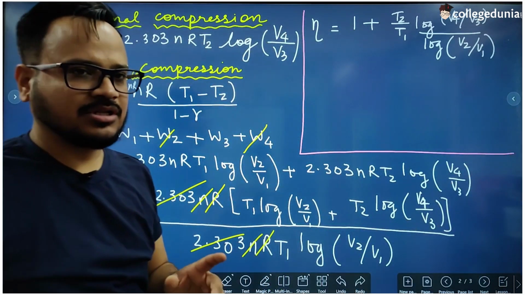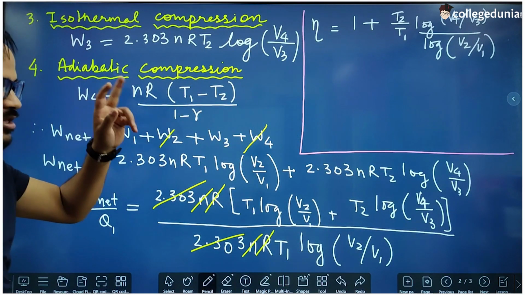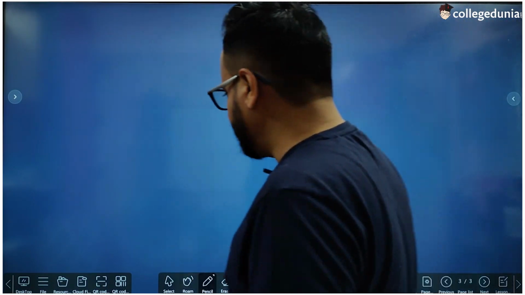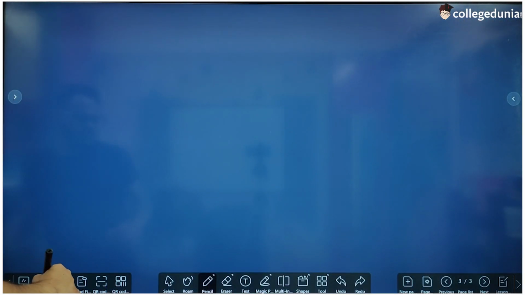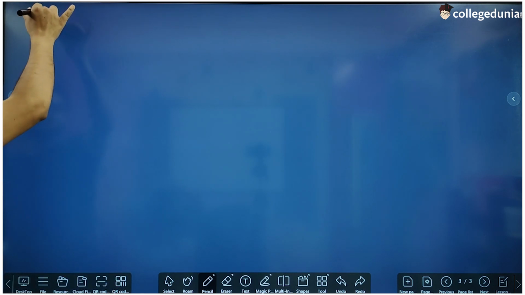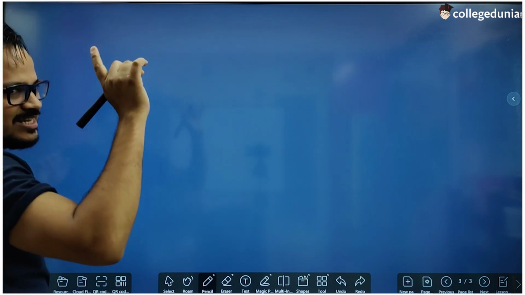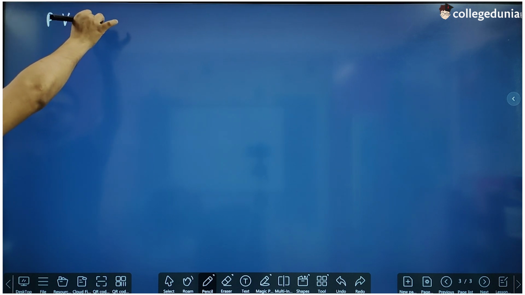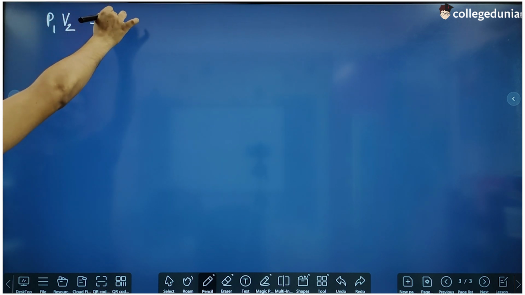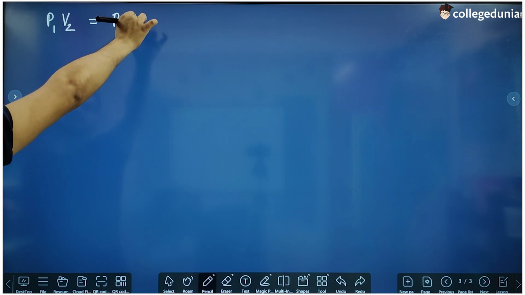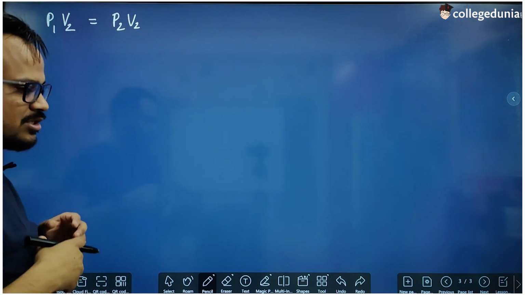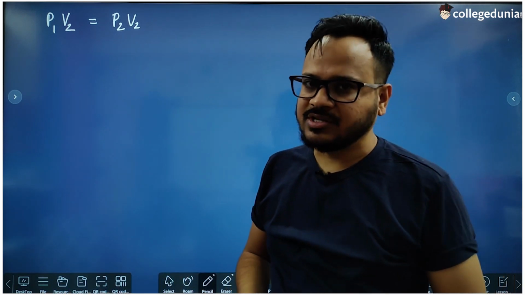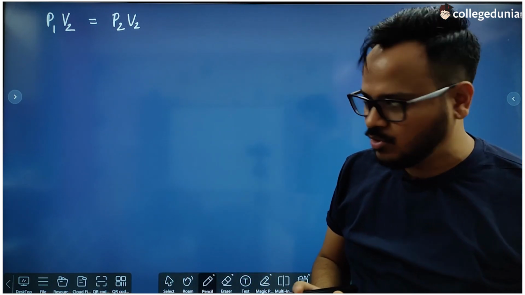Okay, so this is the formula for efficiency, but there is a much simpler form. First process was what? First process was isothermal. So what is the equation of state for isothermal? Equation of state for isothermal is P1 V1 equal to P2 V2. Second process was adiabatic. What is the equation of state for an adiabatic process? It is PV raised to power gamma equal to constant.